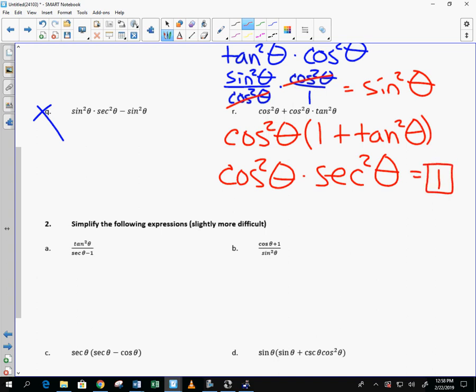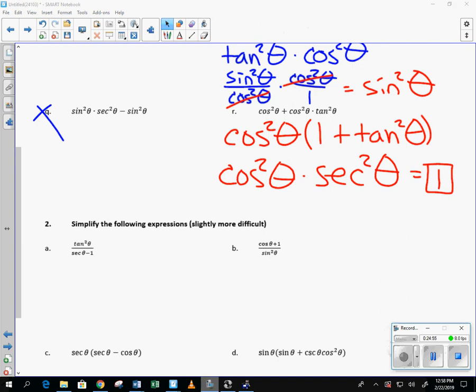Not all the answers are sine. I've got a worksheet for you.